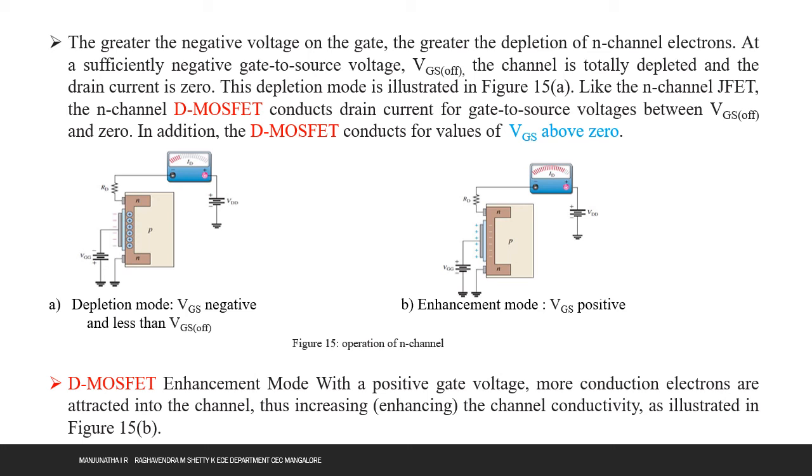Now we'll come to figure 15, operation of an n channel. We have taken as an example an n channel DMOSFET. See here, it's an N region diffused in the P substrate, and the n channel already exists.